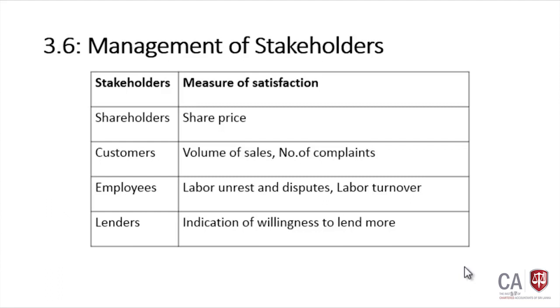Then customers. How can we judge whether we have fulfilled the expectation of customers? One of the indicators we can use for that is the volume of sales, in other words, sales income. If the sales income has increased, that clearly indicates customers are happy, since they have made more purchases. If sales income has decreased, that indicates customers are not happy with the organization.